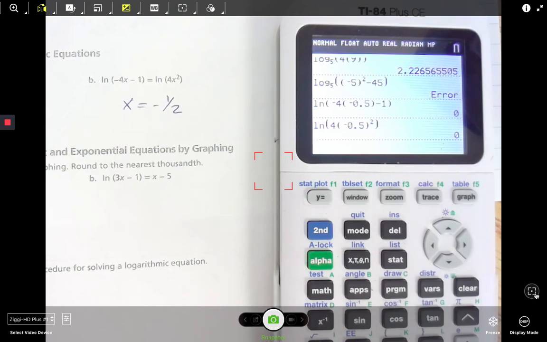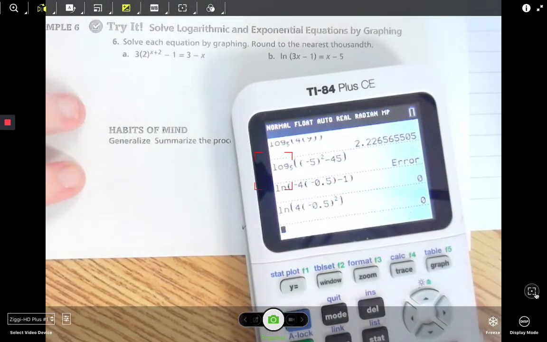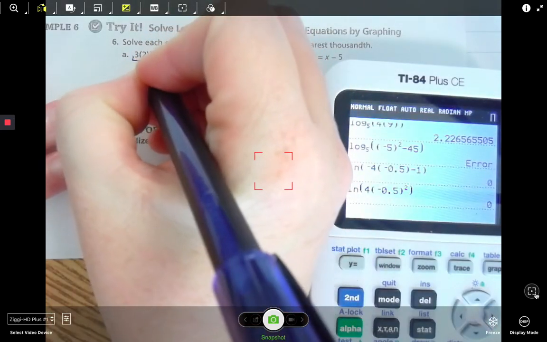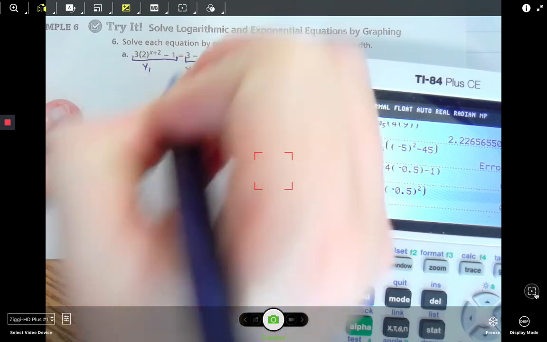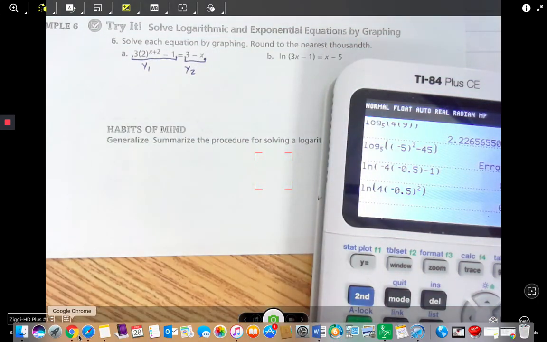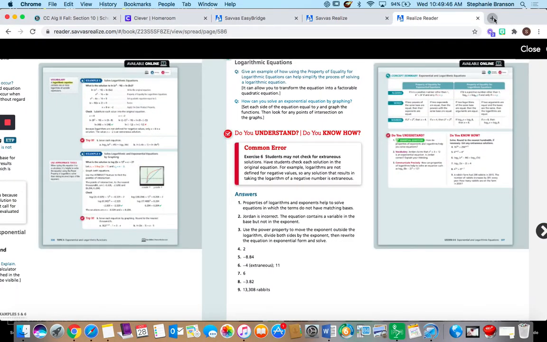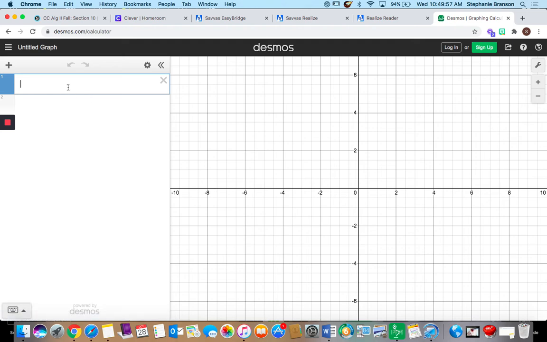All right, number 6. Solve each equation by graphing and round to the nearest thousandth. So we put the left side y1, right side y2. If you're using your calculator, or if you're on the computer, you can use Desmos. And I think Desmos is much easier. I can't remember if we're taking our test in the computer lab or in here. But either way, you can use Desmos.